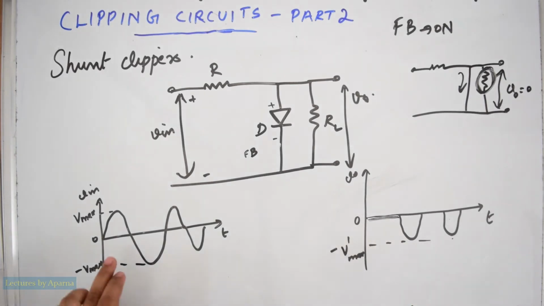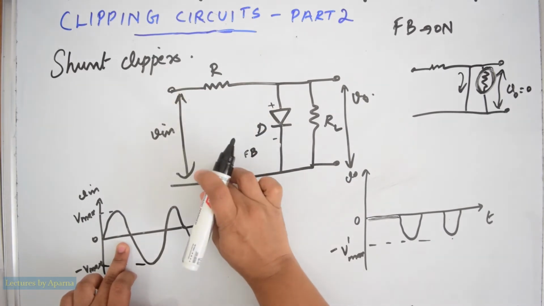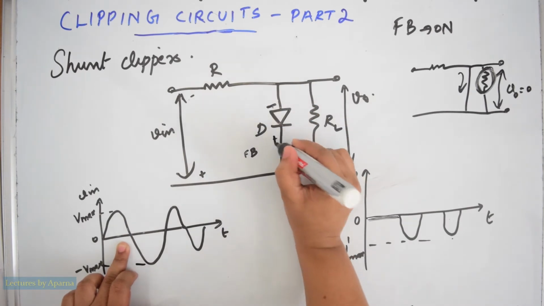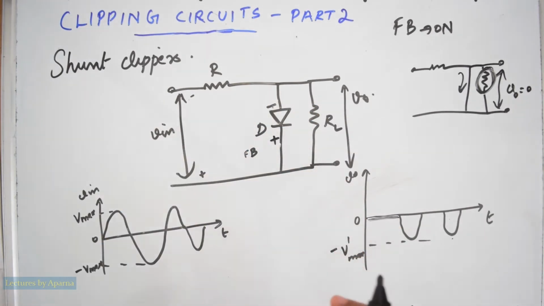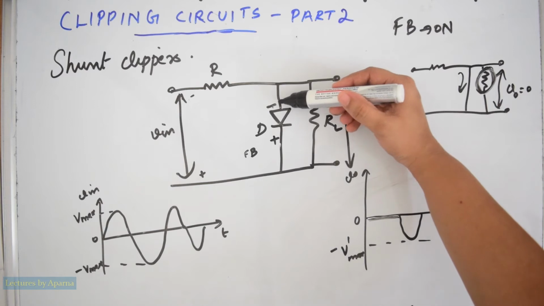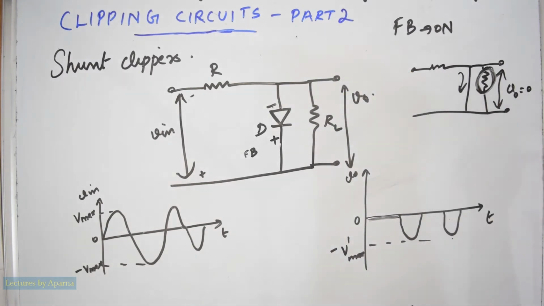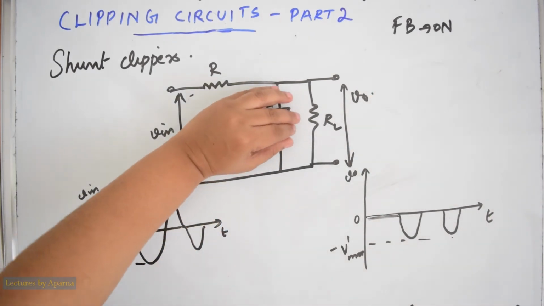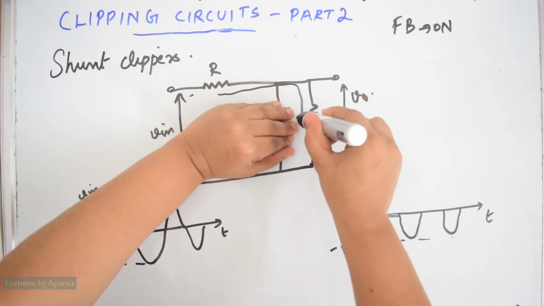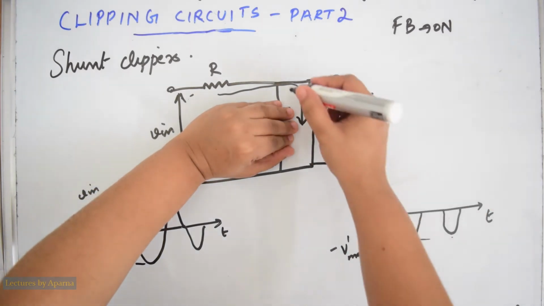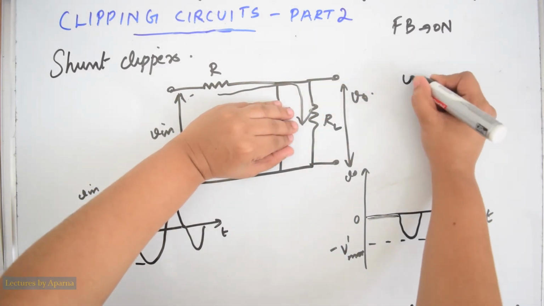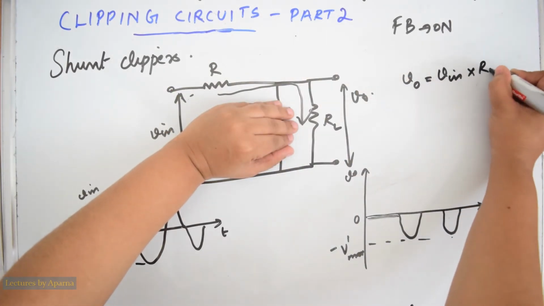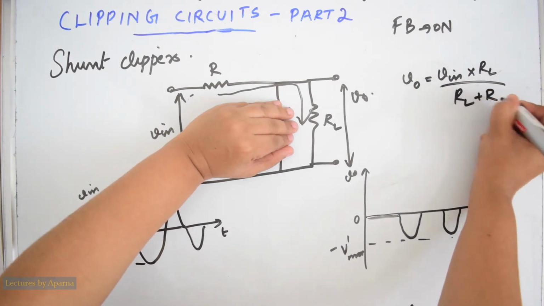During the negative half cycle, what happens? The diode will be reverse biased because the anode is more negative compared to the cathode, and so this path won't be there. The current will be flowing through this path. What will happen if this path is not there? The output voltage V0 will be V in into RL by RL plus R.